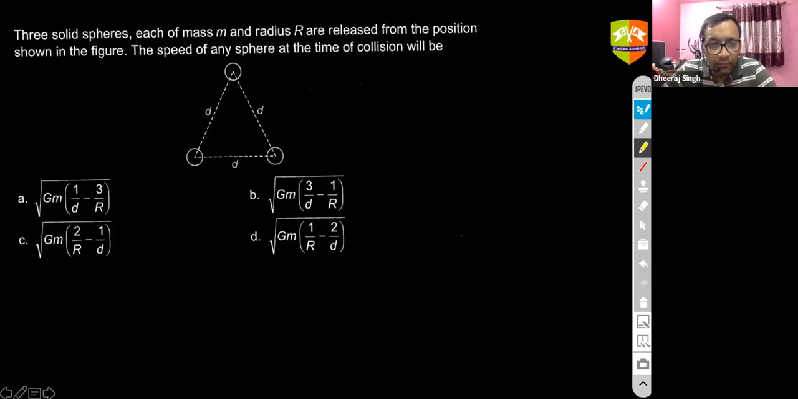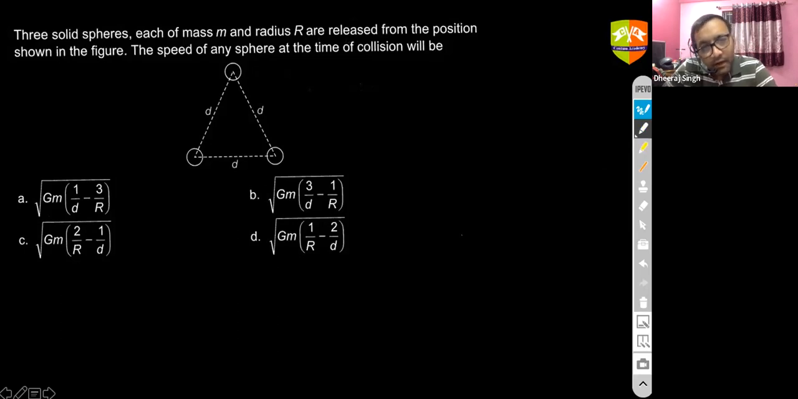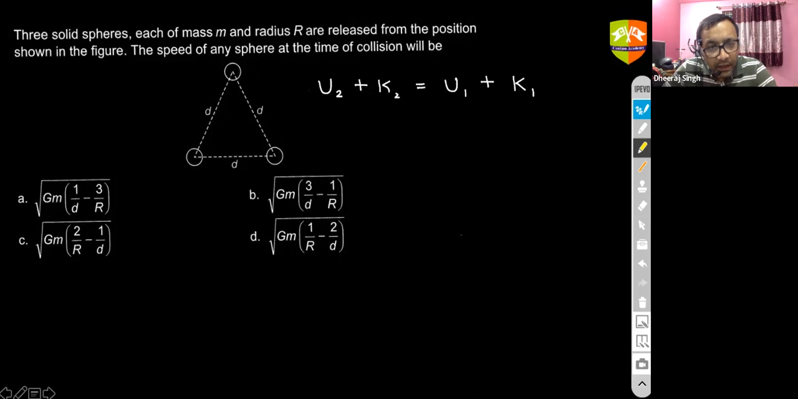So here, we will be using U2 plus K2 is equal to U1 plus K1. So when they come and hit each other, they'll be moving symmetrically with each other. So this is what will happen. At the center, they will meet.